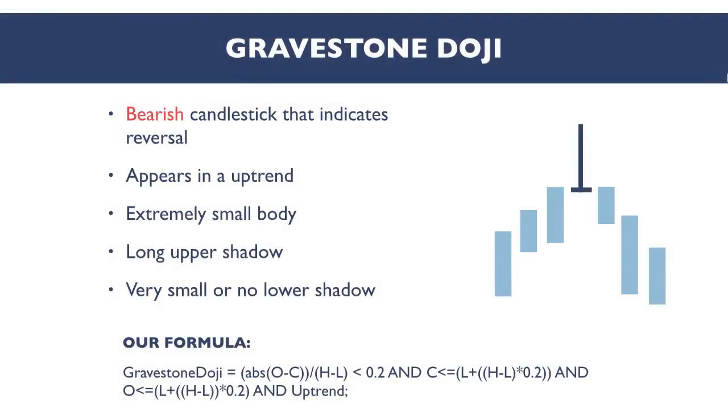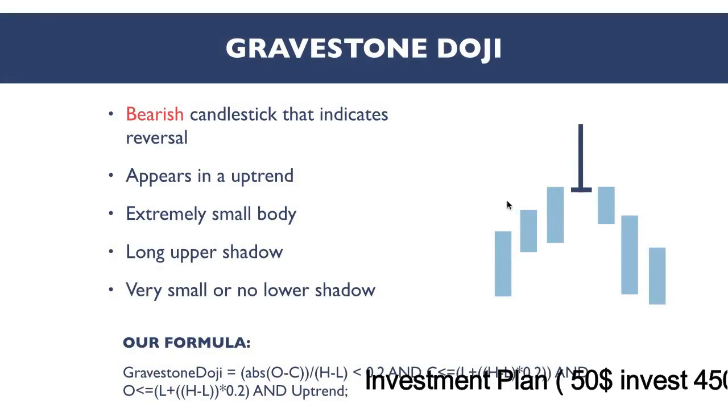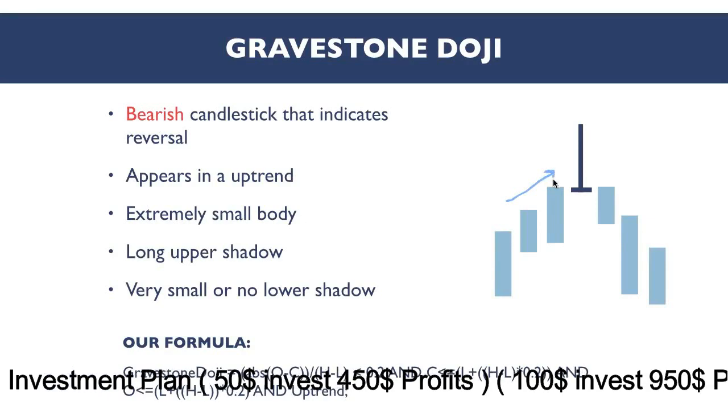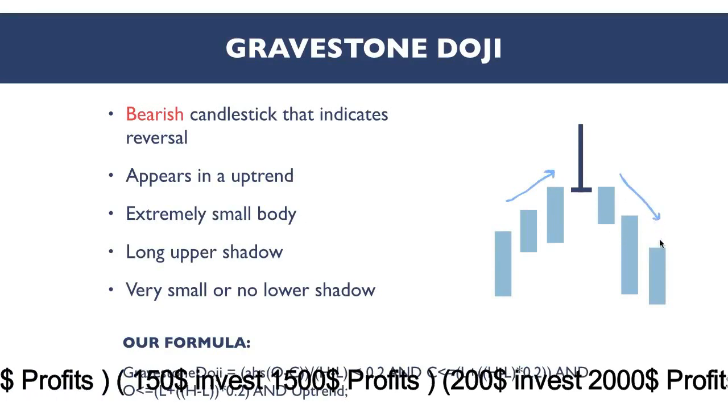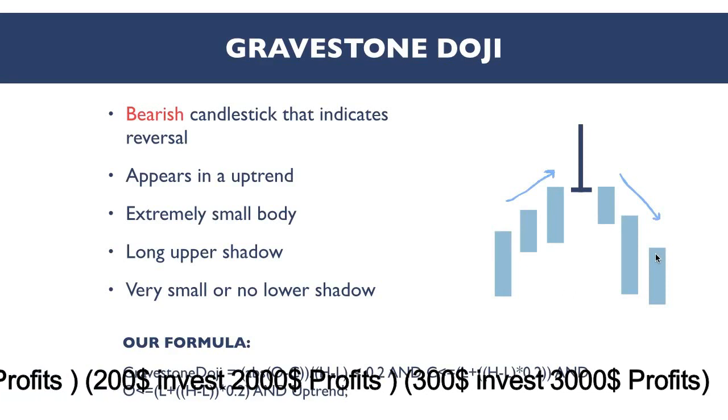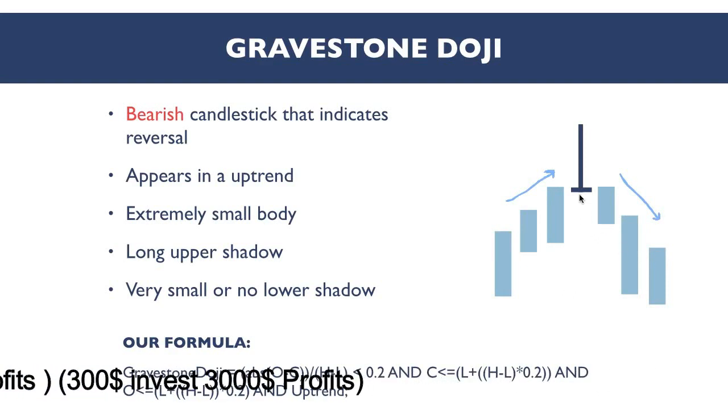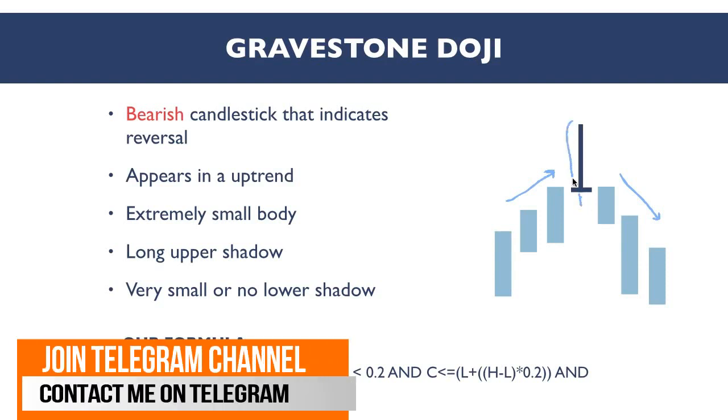We spoke about how the doji is a signal of indecision, and the gravestone doji is actually a bearish type of doji candlestick that indicates a downside reversal. It should appear in an uptrend, which we have defined as the presence of a new 10-day high. It should have an extremely narrow body with long upper shadow and a very small or non-existent lower shadow. And the longer the upper shadow, the stronger the reversal signal should be.